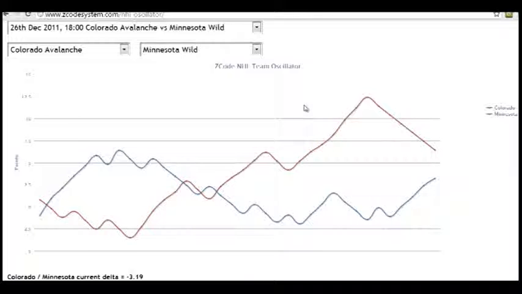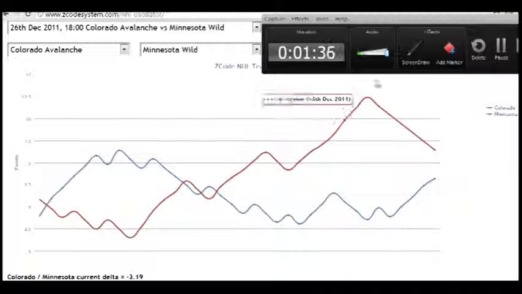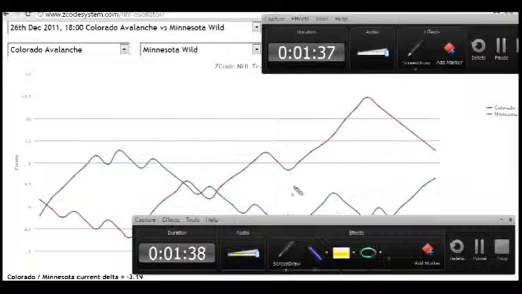Okay, so our first game today is the Colorado Avalanche versus the Minnesota Wild. I'm recording this video before I know the results of the game, so this is totally fair and legitimate. Then I will edit the video and add the results so we can compare how accurate the oscillator actually is.